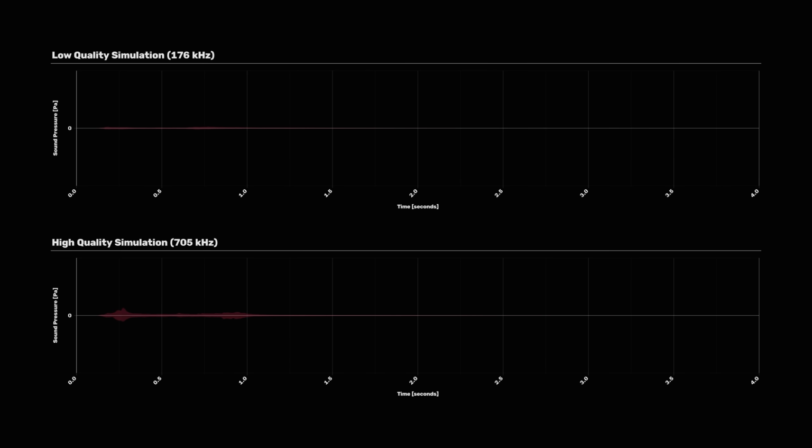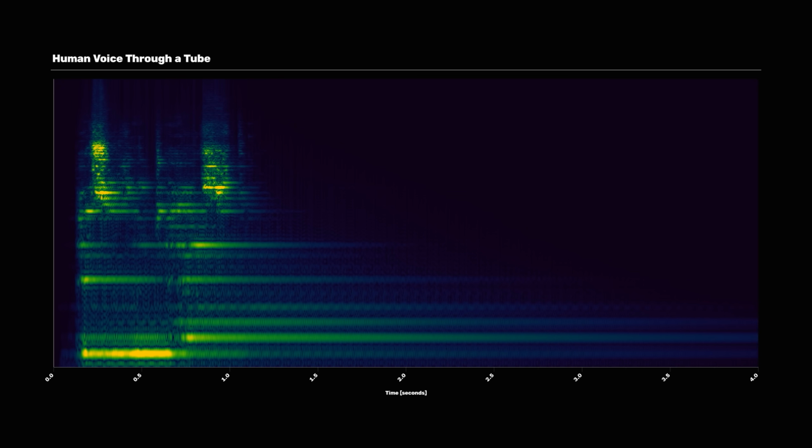So what's going on here? If we look at a spectrogram of the signal, we see these lines at regularly spaced intervals. These correspond to the resonant frequencies of the tube, which primarily depend on the tube's length.